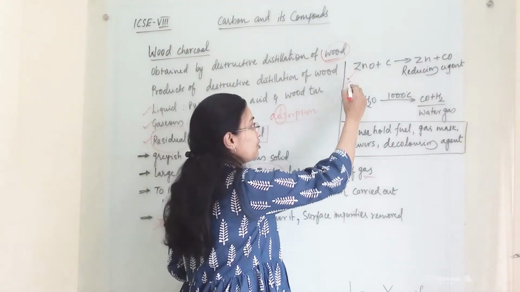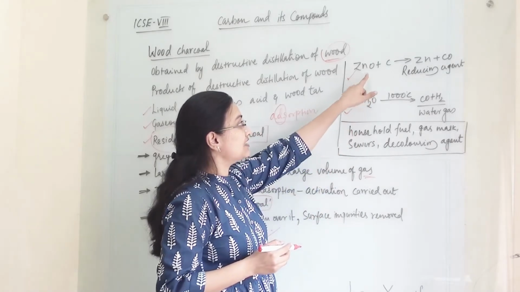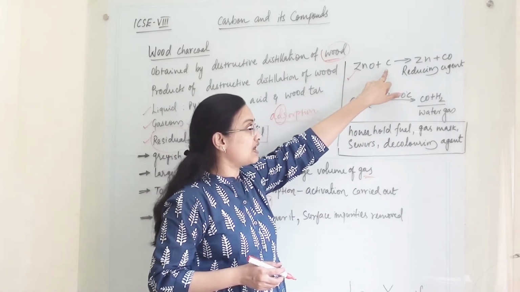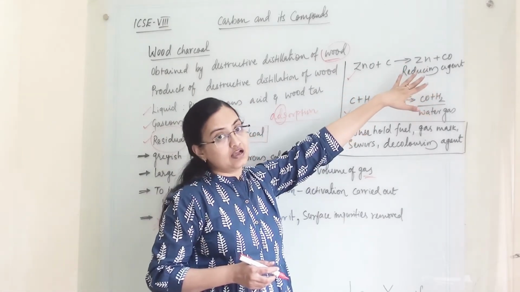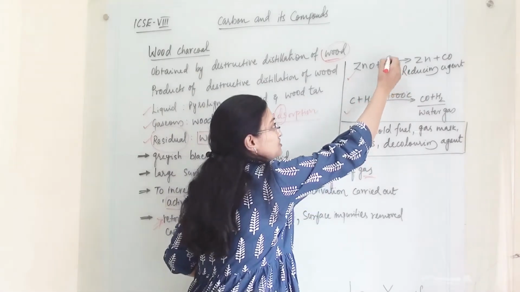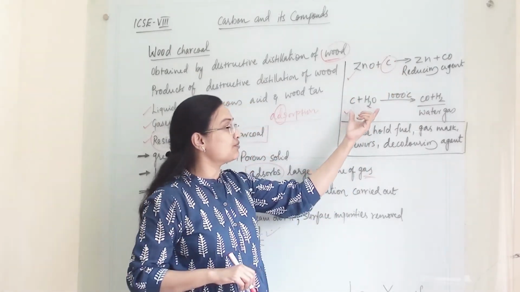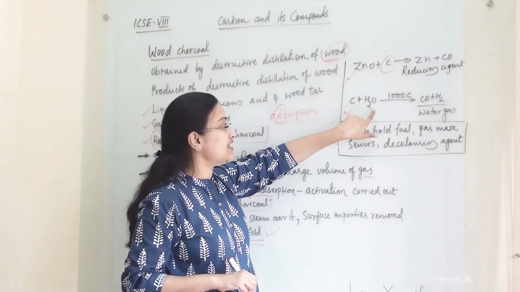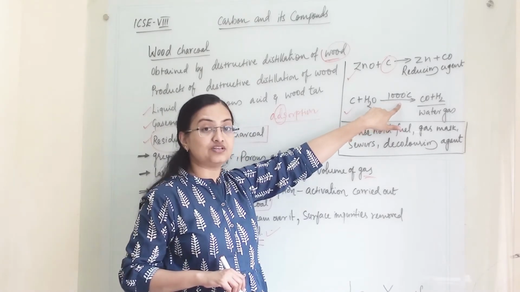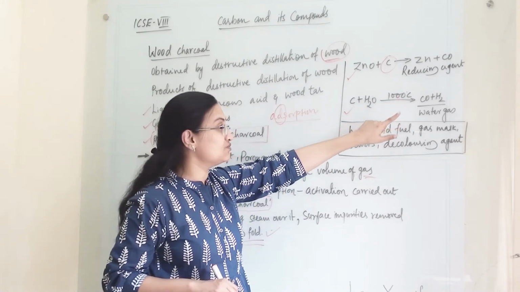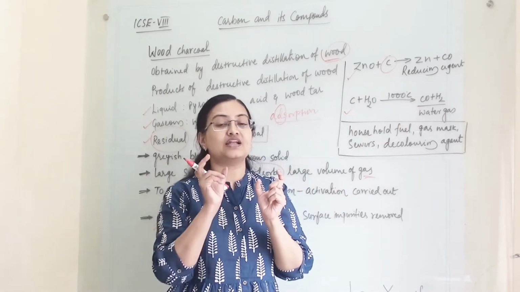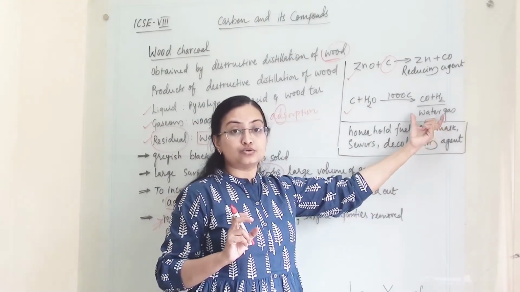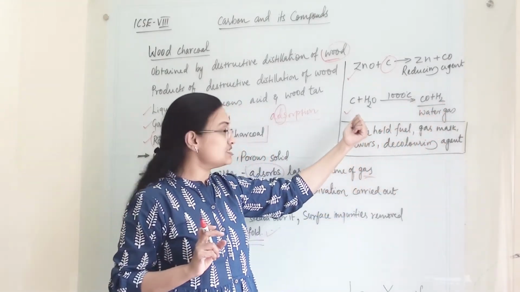Now these are some of the chemical properties of wood charcoal, that we can use it as a reducing agent. When zinc oxide reacts with carbon, it will give us zinc and carbon monoxide. So we can use this as a reducing agent. Another important property is we can produce water gas from it. When carbon and water react at a temperature of 1000 degrees Celsius, we will get a mixture of carbon monoxide and hydrogen. This combined mixture is known as water gas. So to make water gas, we can use this wood charcoal.